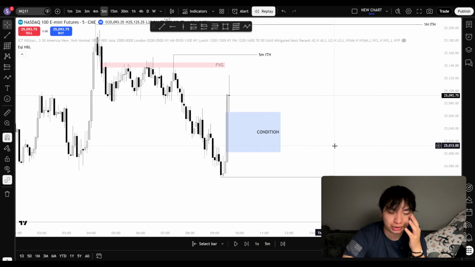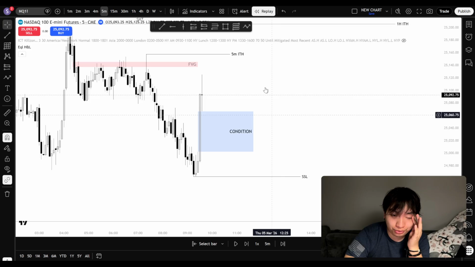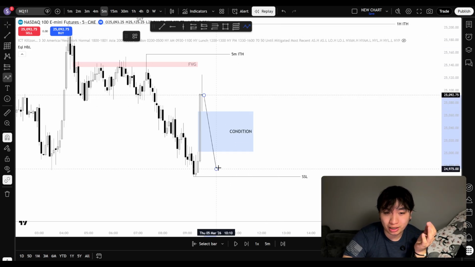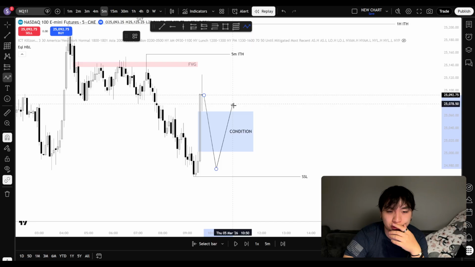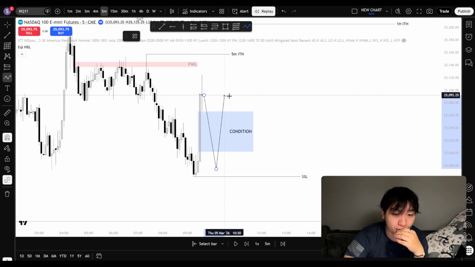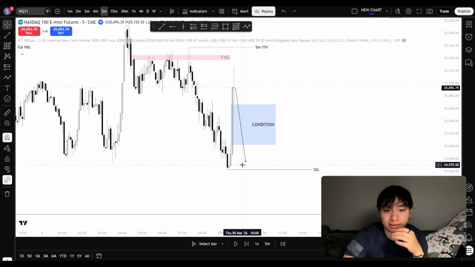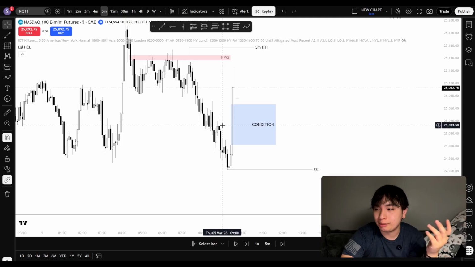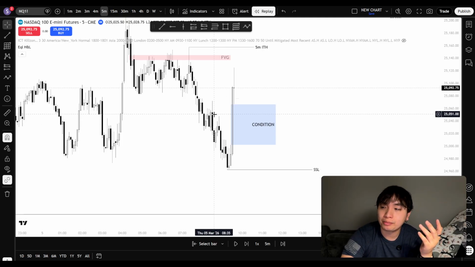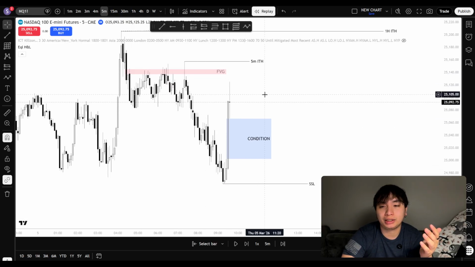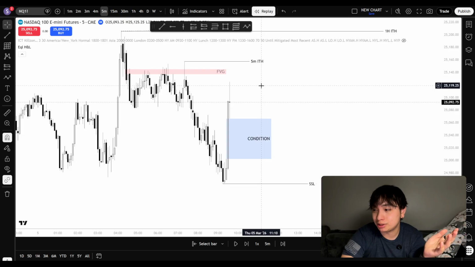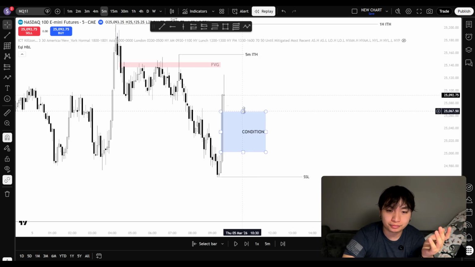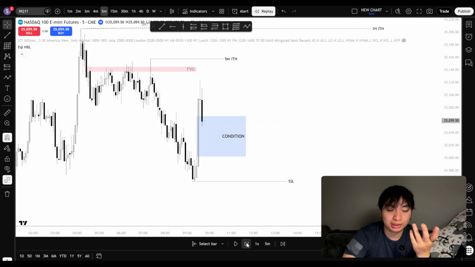One more thing I want to note is that if we did end up invalidating this, I'm not necessarily ready to take shorts yet, because what are we bouncing off of on the higher time frame? In my head, we're not bouncing off of anything. So realistically, I don't want to take an entry off of this unless I'm completely sure, which in this case, I'm not. So let's get going.